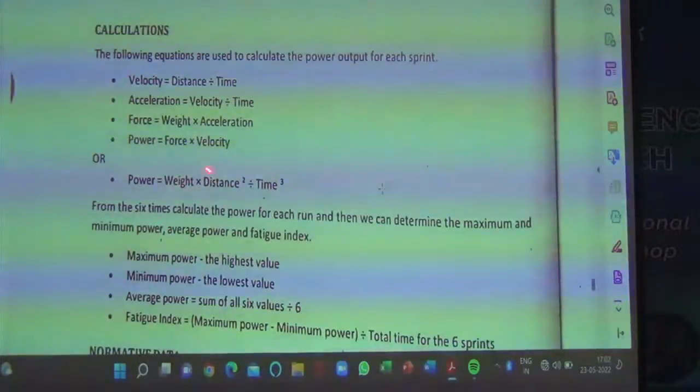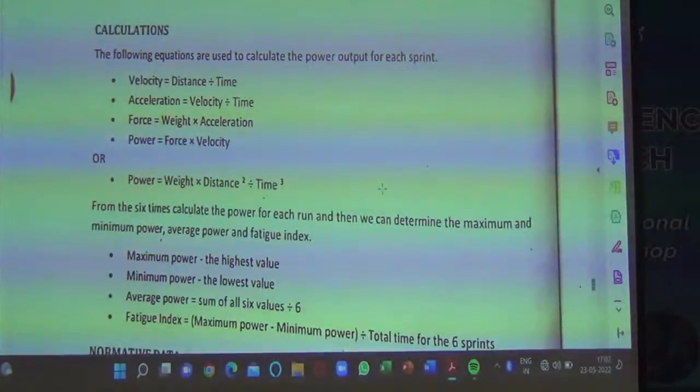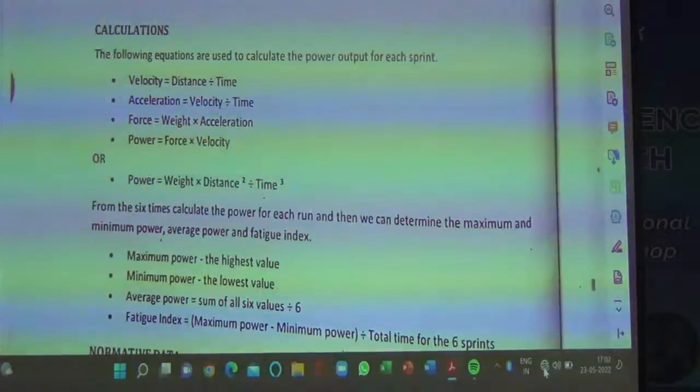This is distance square. It means 35 square divided by total time cube. Please don't make a mistake. Okay, what time? A little bit of zoom, sir, one second.